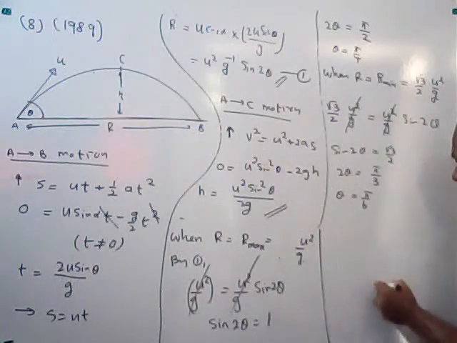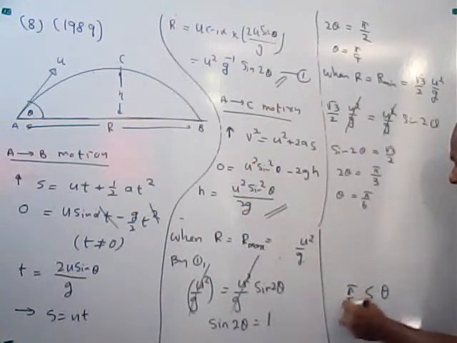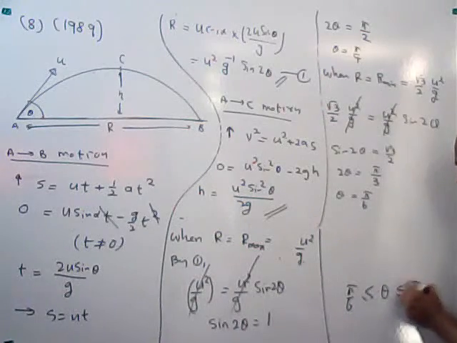But in the question you are asked to show that it's between pi by 6 and pi by 3.